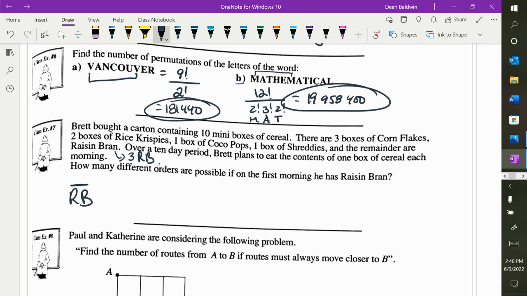3. I thought there was 8. Why are there 8? There's 10 boxes total. There's 3, and there's 2, 1, 1. 3 and 2 is 5. Plus 1 is 6. Plus another 1 is 7. No, you're wrong. I'm not going to explain why, because you're not going to understand. You're just not as intelligent as me. It'll just go right over your head.